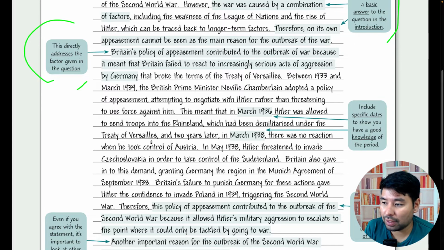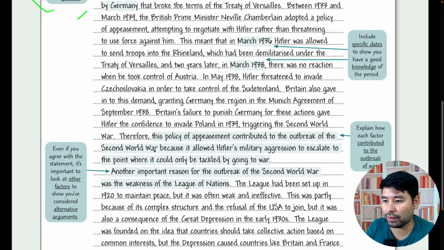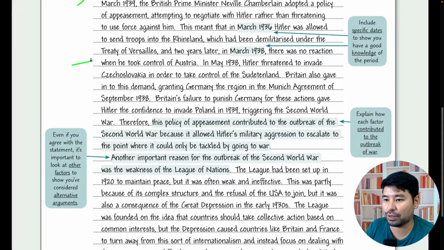Coming back to the reading, Hitler was allowed to send troops into the Rhineland, which had been demilitarized under the Treaty of Versailles, and 2 years later, in March 1938, there was no reaction when he took control of Austria. In May 1938, Hitler threatened to invade Czechoslovakia in order to take control of the ceded land. Britain also gave in to this demand, granting Germany the region in the Munich Agreement of September 1938.